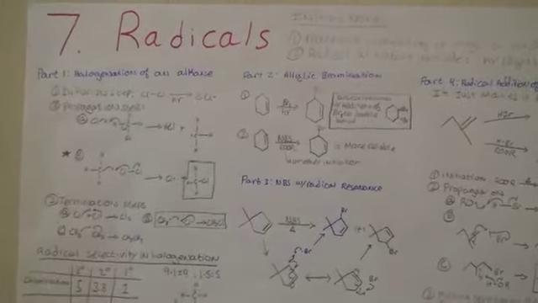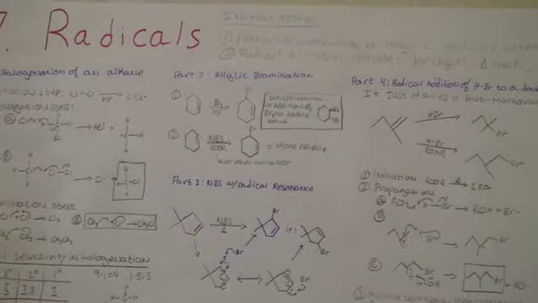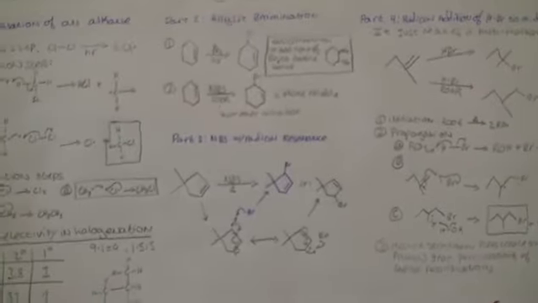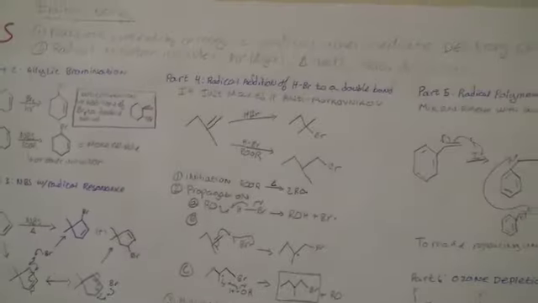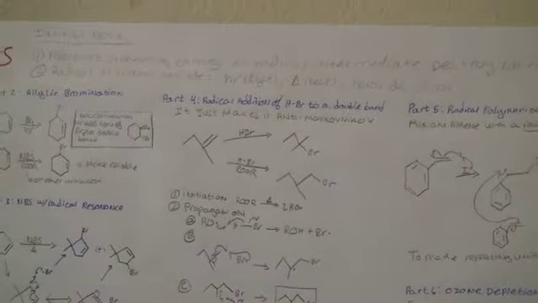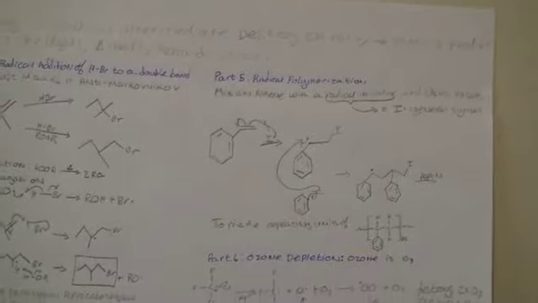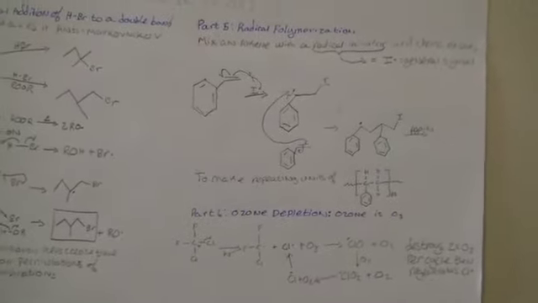I'm going to go through a couple different parts here. Halogenation of an alkane, allylic bromination, the effect of radical resonance, the radical addition of HBr to a double bond, radical polymerization, and ozone depletion.